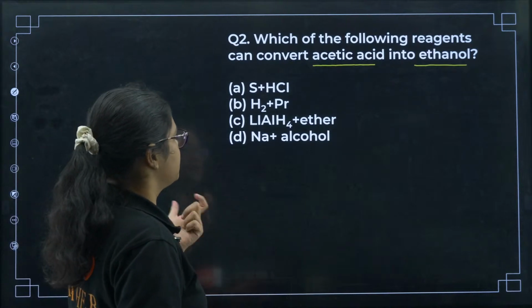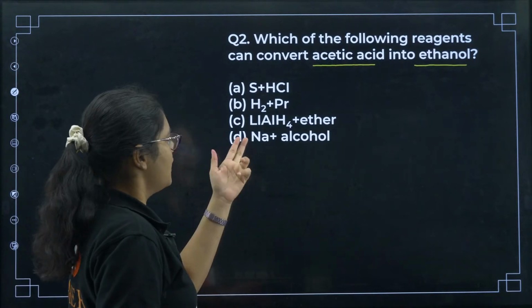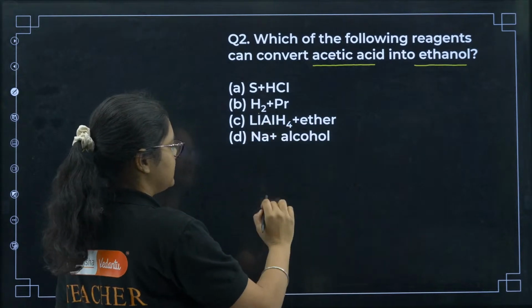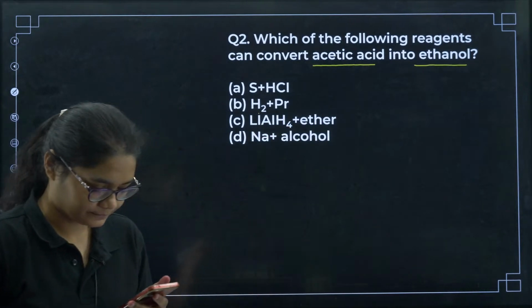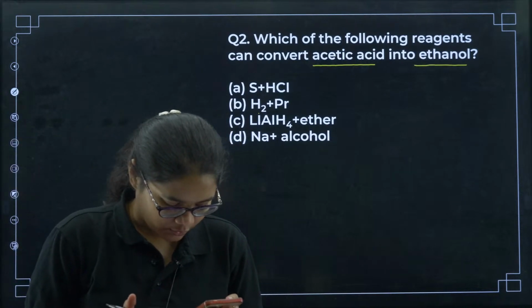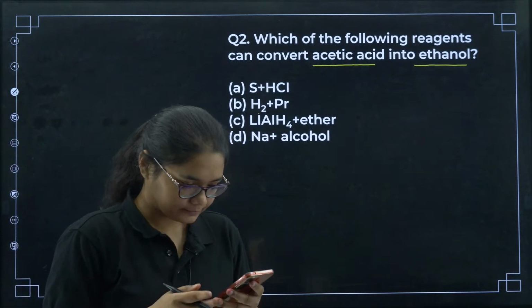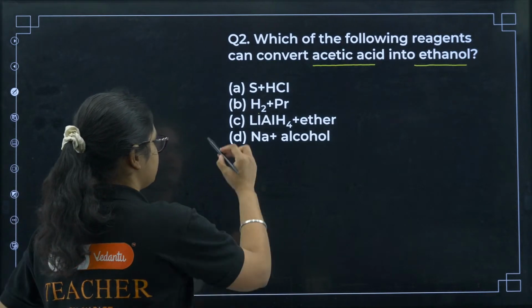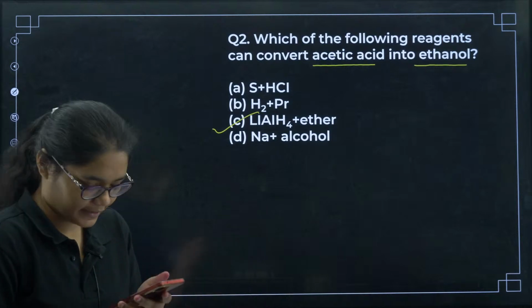Options are Sn plus HCl, H2 plus Pt, lithium aluminium hydride, this is LiAlH4 plus ether, or Na plus alcohol. Okay, so yes, tell me. This is a very simple, easy question. Yes, Chandan has already given the answer. Option number C is the correct answer here.